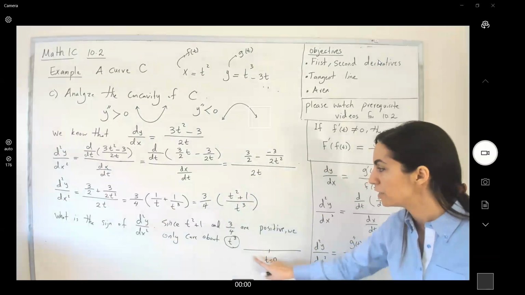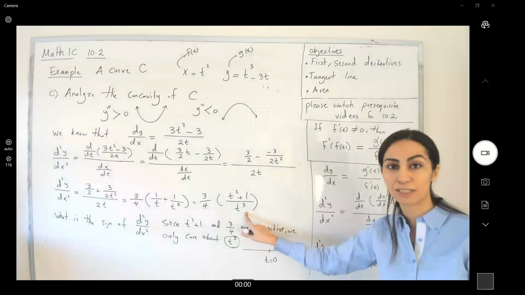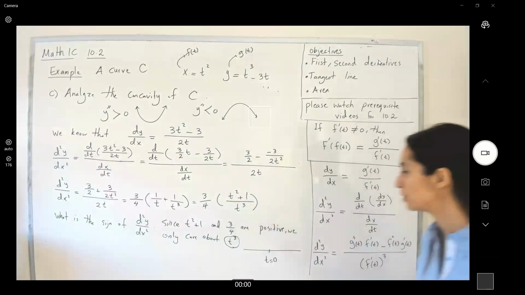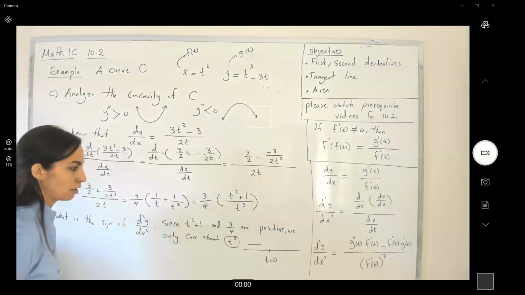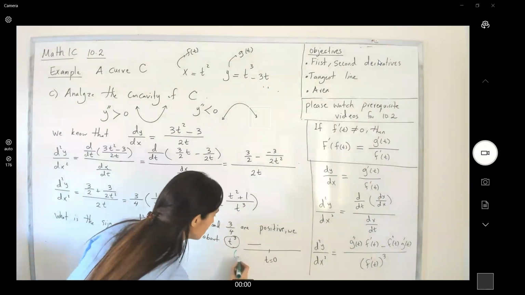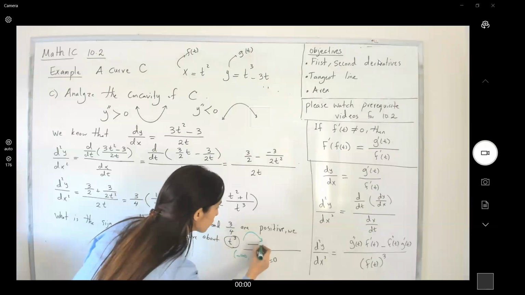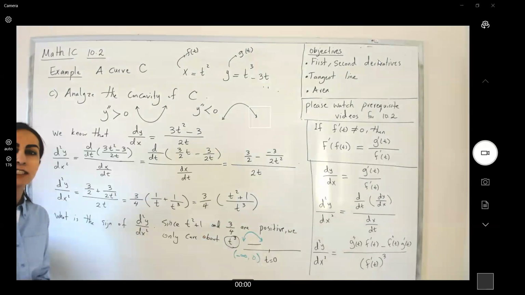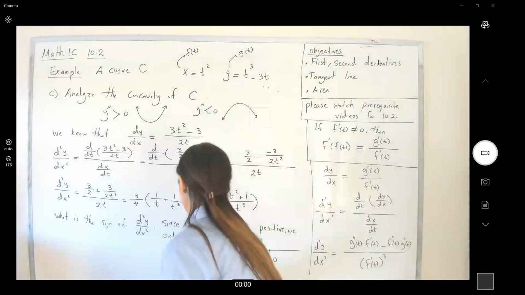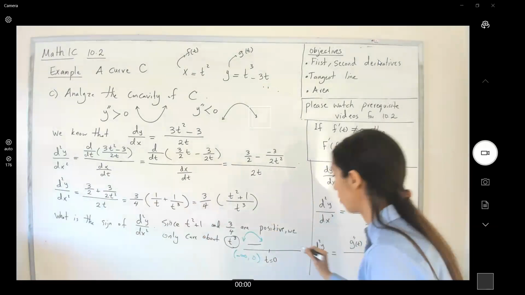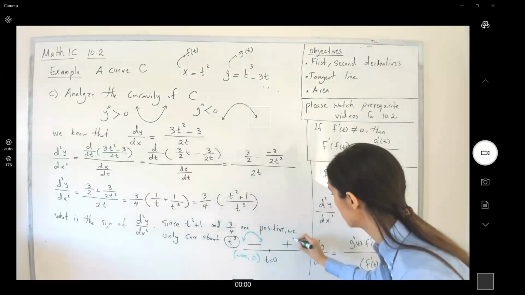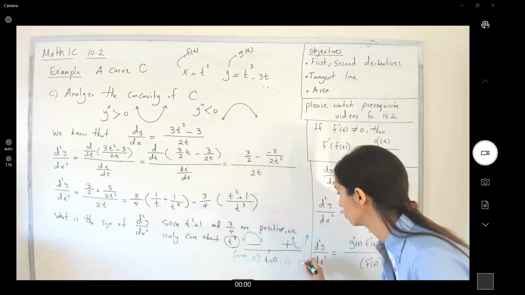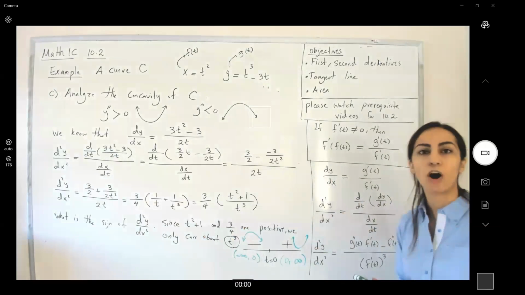If I plug in any negative number into the second derivative, this quantity is going to be negative. So from negative infinity to 0, I have a concave down graph. And if I plug in any positive t here, 1, 2, 3, 4, anything, the sign of the second derivative is going to be positive. It means that I have concave up behavior for this curve. So from 0 to positive infinity, the graph is concave up.